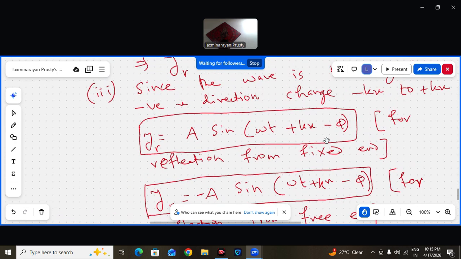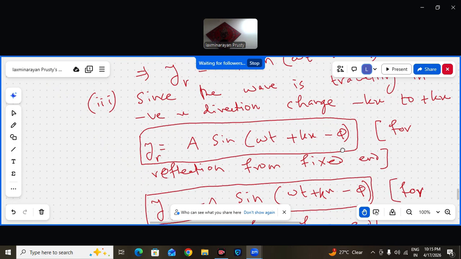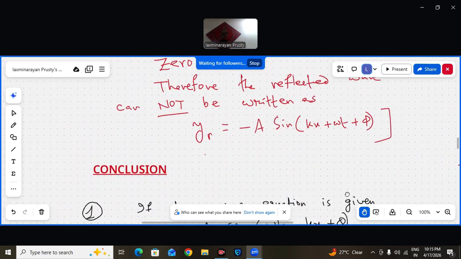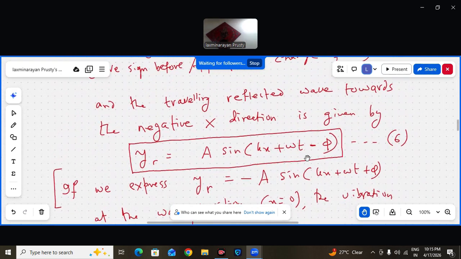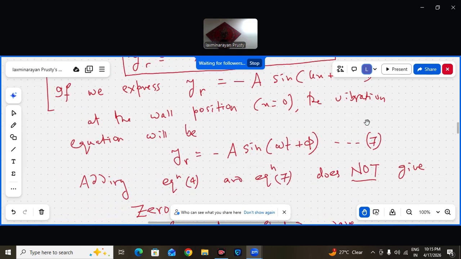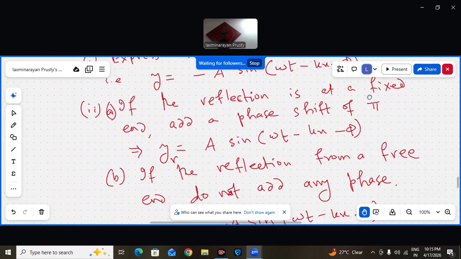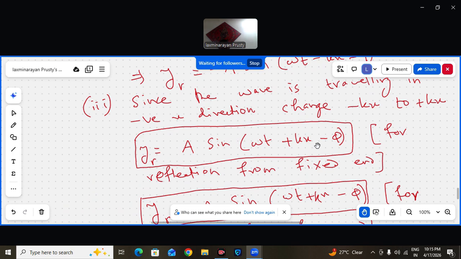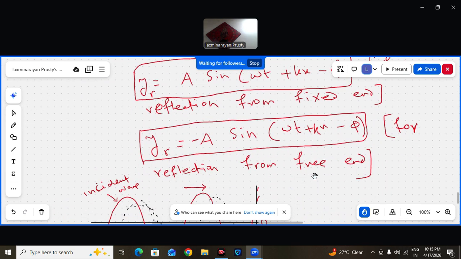But for the fixed end, this. As I told you, what I wrote here also is A sine omega t plus kx minus phi. It's a fixed end. That's what I wrote here in the conclusion. This is from the fixed end. So the three ends can easily be done.